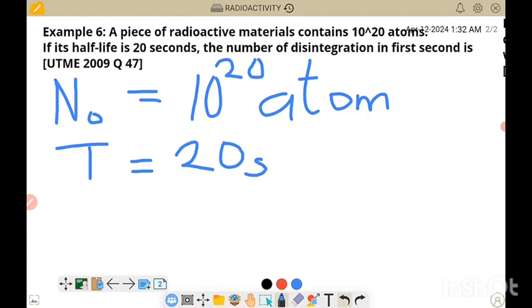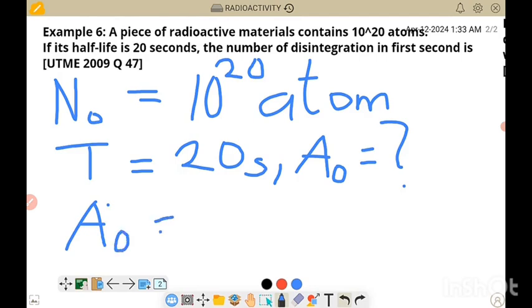Let's see how we can quickly find this. Another word to use for this expression, we can call it activity in the first seconds. Let's represent activity with A naught. Now, though there are two ways to approach this, the simplest way is to use this formula: A naught equal to lambda N naught. This is the simplest formula you can use in finding this.